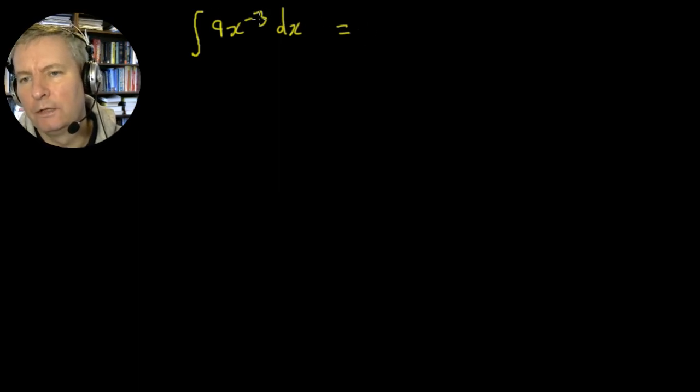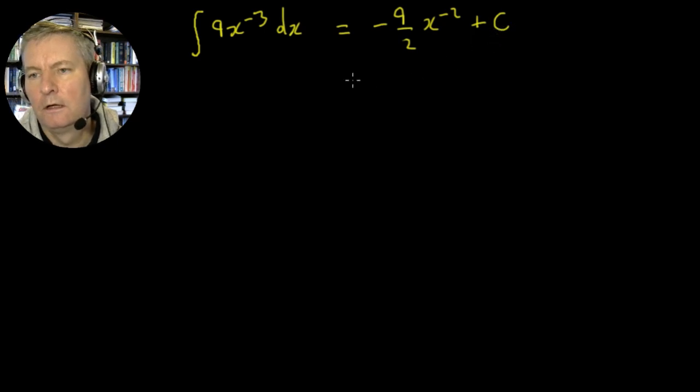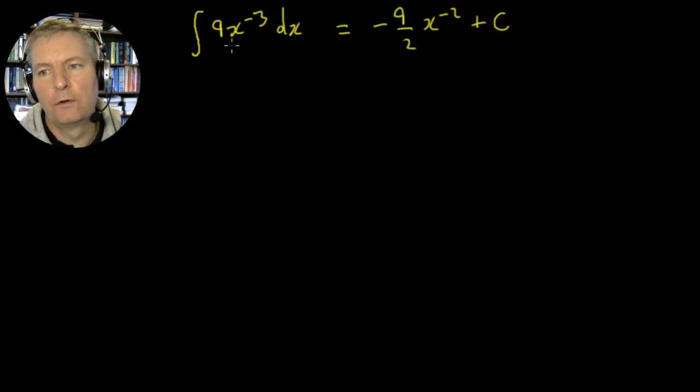So if we add 1 on to the index, we're going to have a value of minus 2. So it's going to be minus 9 upon 2 x to the power of minus 2. And don't forget to add in the value of c because it's an indefinite integral. Now again, you can always check that you've got this correct, because whenever you differentiate this, you should get back to the original function.